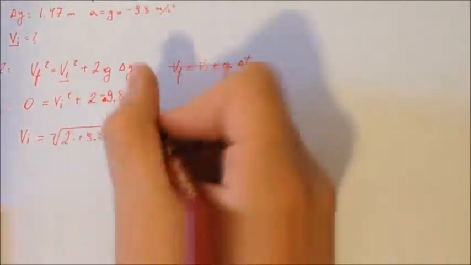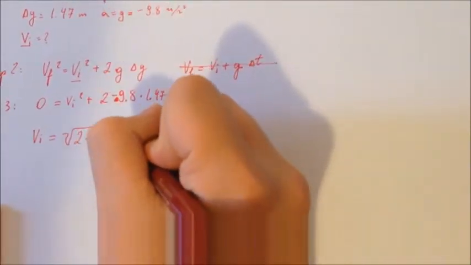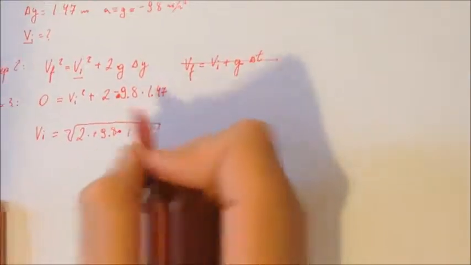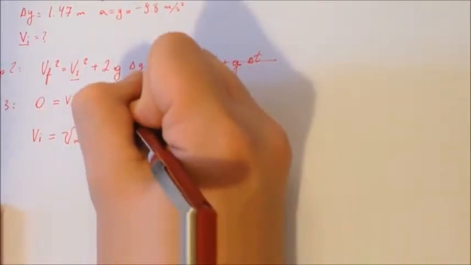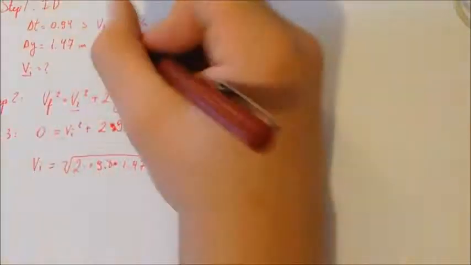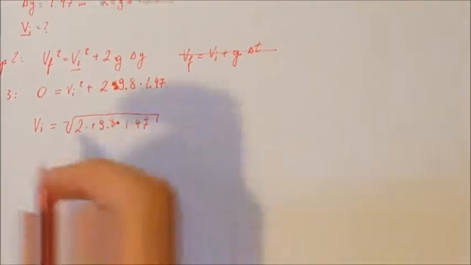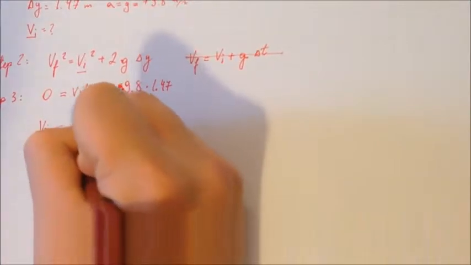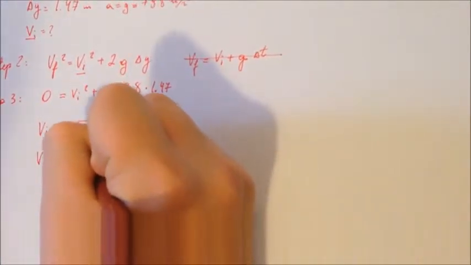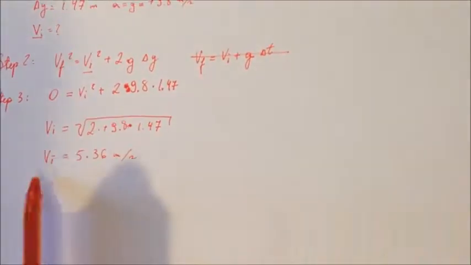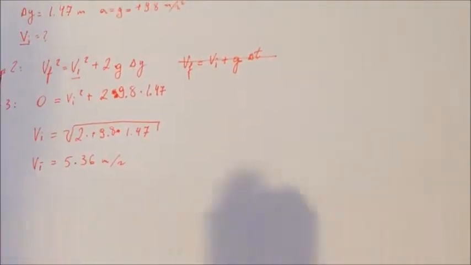Now we have to put it positive because the formula would not work in this situation, since the initial velocity is positive here, so it wouldn't really matter. So I'm just going to correct it everywhere. The initial velocity will be what we already calculated, which gave us 5.36 meters per second. So that was the initial velocity in our situation.